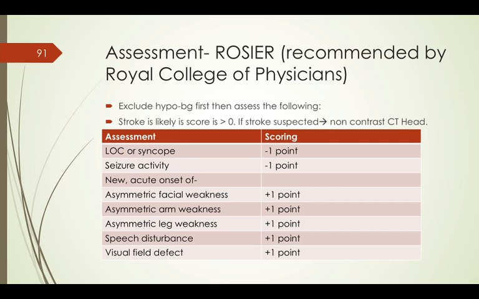Okay, so now moving on to assessment of someone with stroke. So you may have heard of the ROSIER system, and this basically goes through the major symptoms that someone can present with if they're having a stroke. If their score is above 0, they're likely to have a stroke, essentially, and would require a non-contrast CT head.